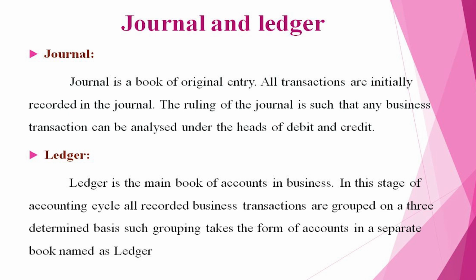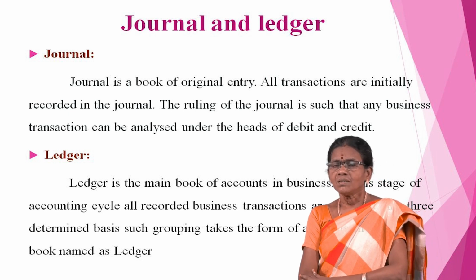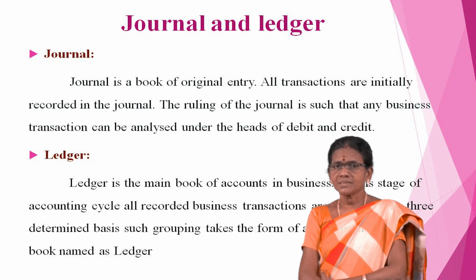Then next, ledger. Ledger is the main book of accounts of business. In this stage of accounting cycle, all recorded business transactions are grouped on a predetermined basis. Such grouping takes the form of accounts in a separate book named as the ledger.